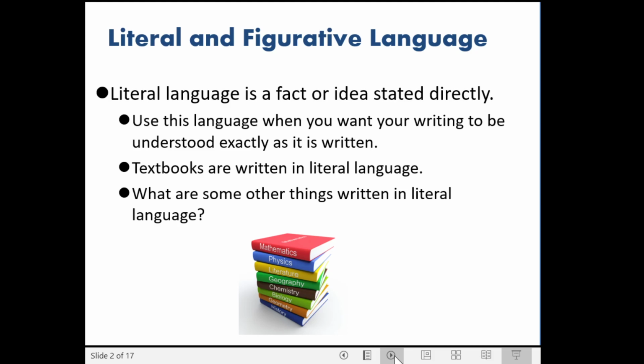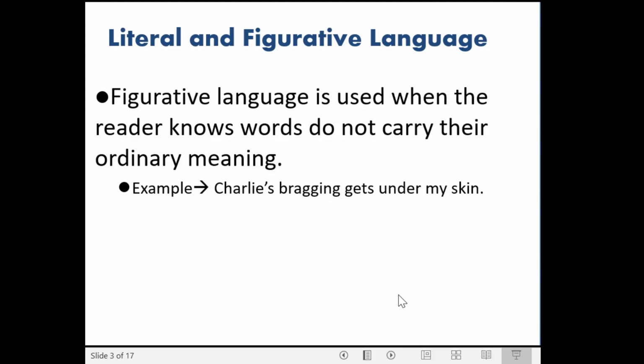Time's up. Okay? So figurative language is used when the reader knows the words do not carry their original meaning. For example here, Charlie's bragging gets under my skin. Does something actually literally get under your skin? No, it's words that bug you. They say one thing but mean another, and that is what figurative language is all about. It is all about saying one thing but meaning another.